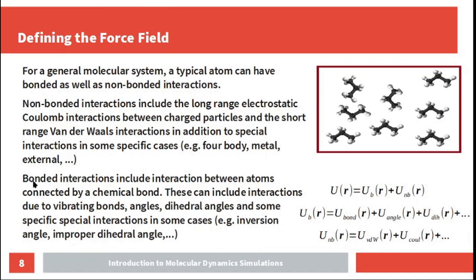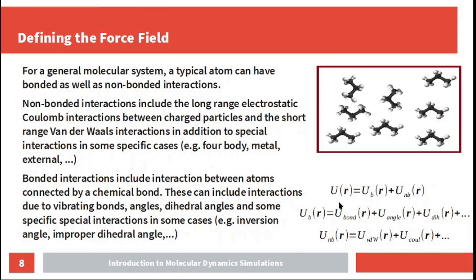The bonded interactions would include interaction between atoms connected by a chemical bond. So for example, these two. These can also include interactions due to vibrating bonds, like for example, this bond can be vibrating with its distance increasing, decreasing, increasing, decreasing. And then they can also include angles. For example, this angle can vary, so this can open and close, open and close. And then dihedral angles, we'll talk a bit in more detail about dihedral angles in the next slide. And there can be some more specific special interactions in some cases, for example inversion angle, improper dihedral angle, and so on, but we won't talk about them.